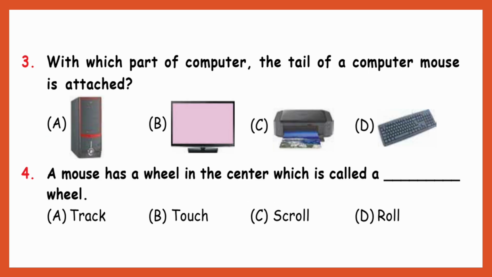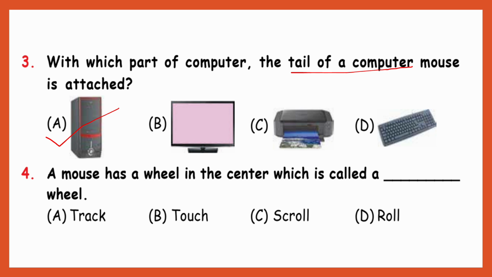Third question. With which part of a computer is the tail of a computer mouse attached? Option A, CPU. Option B, monitor. Option C, printer. Option D, keyboard. What's the correct answer? Option A, CPU. It is connected to the CPU because the CPU makes all the parts of a computer work.